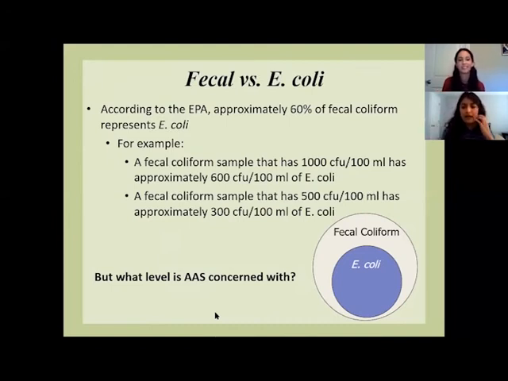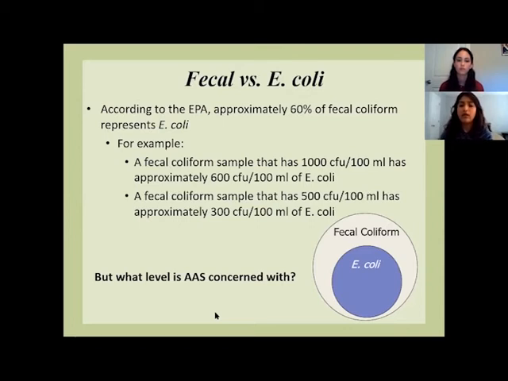And we're going to bring up this slide, the difference between fecal coliform and E. coli when you're sampling and reading, because the EPA and the state of Georgia, when they take their samples, are collecting for just fecal coliform. So those numbers that they post represent fecal coliform numbers. According to EPA, approximately 60% of total fecal coliform is represented by E. coli. So, for example, if they post a fecal coliform sample of 1,000 CFUs per 100 milliliters, then 60% of that is approximately 600 CFUs per 100 milliliters of E. coli.